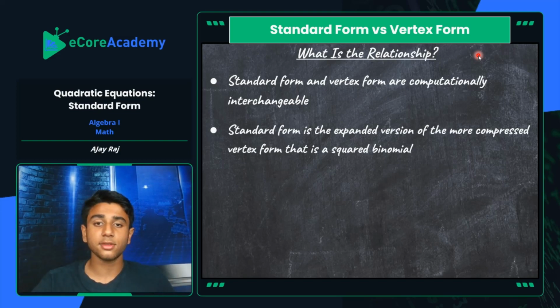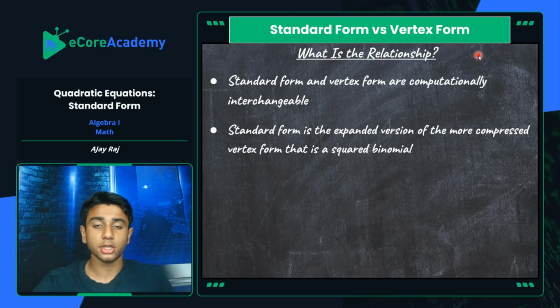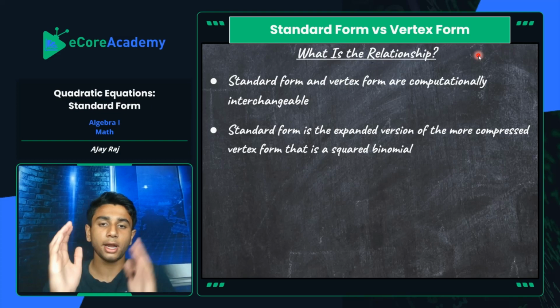If we revert back to the vertex form, which I'm sure you're more comfortable with before getting into this video, obviously the vertex form is written as f of x equals a times (x minus h) whole squared, and then plus k. It's much more condensed, as you can see. It's literally a squared binomial.